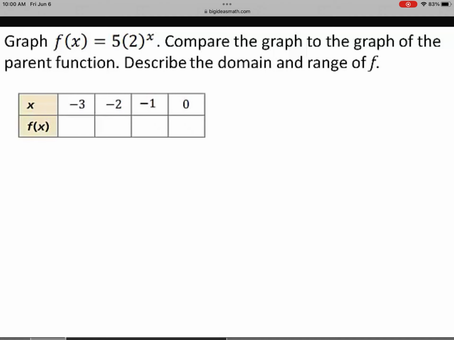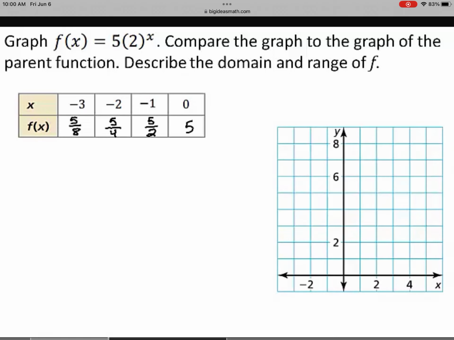Substituting -3 for x in f(x), you find when x equals -3, f(x) equals 5/8. Similarly, when x equals -2, f(x) equals 5/4. When x equals -1, f(x) equals 5/2, and when x equals 0, f(x) equals 5. So to graph the function, you want to plot the ordered pairs (-3, 5/8), (-2, 5/4), (-1, 5/2), and (0, 5). Then draw a smooth curve through the points.